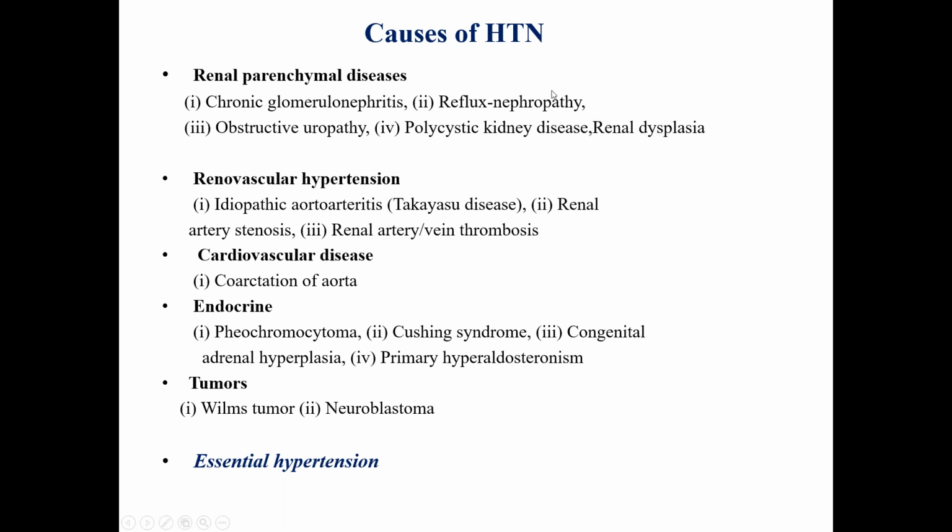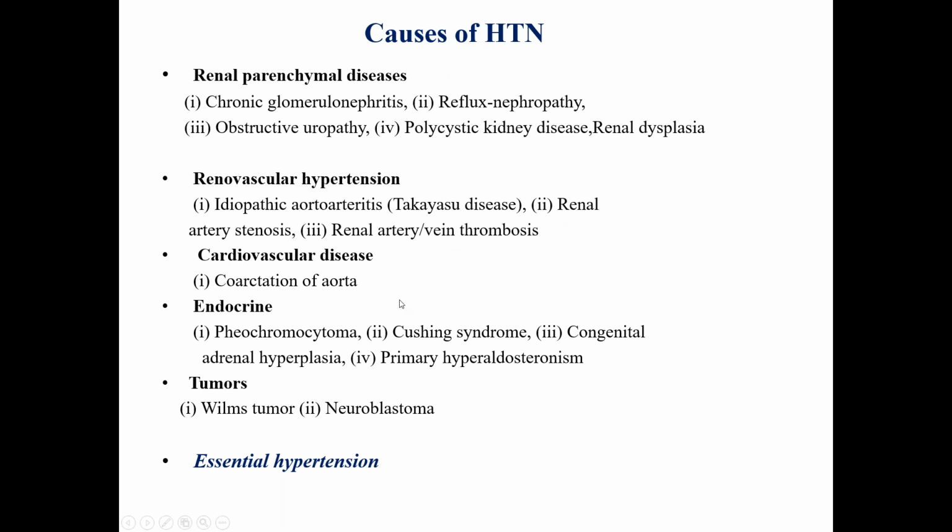So what are the primary causes of pediatric hypertension? Well, the primary causes are your renal parenchymal diseases like chronic glomerulonephritis and reflux nephropathy. So most of these would be your chronic kidney disease. And if you look at the causes of renovascular hypertension, it would be your aortoarteritis, renal artery stenosis, renal artery or vein thrombosis, etc.